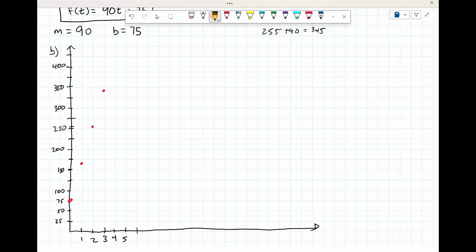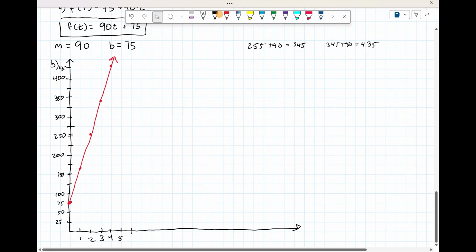And then, well, I guess we can do one more, which would be 345 plus 90 would be about 435. Now 435, this right here is 425, so I go a little bit above that, maybe right about there. Draw my straight line. Okay, so there is a graph of how much you are getting charged if you hire this appliance repairman.